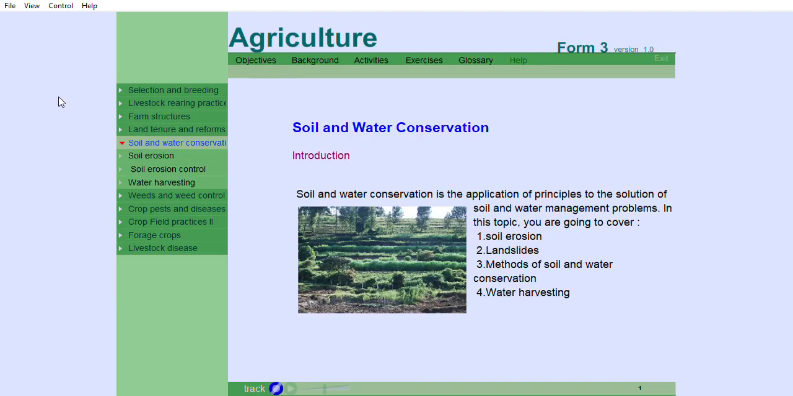Soil and water conservation. Introduction. Soil and water conservation is the application of principles to the solution of soil and water management problems. In this topic, you are going to cover soil erosion, landslides, methods of soil and water conservation, and water harvesting.